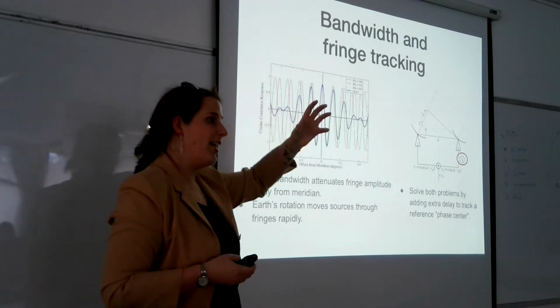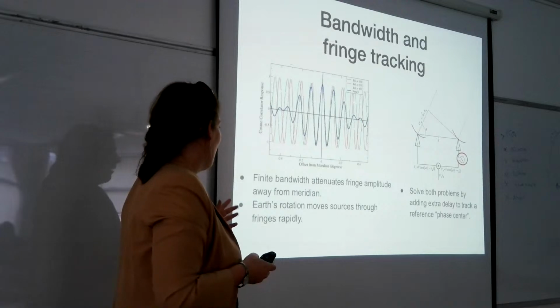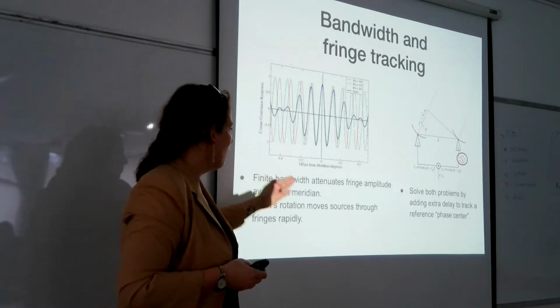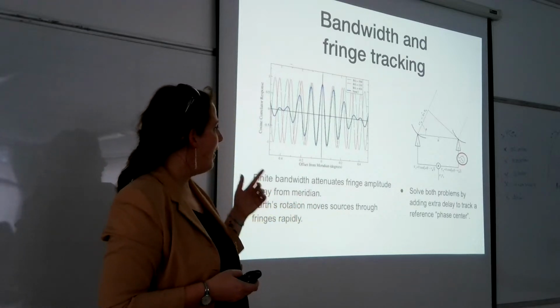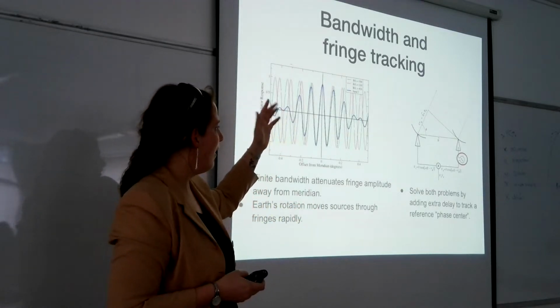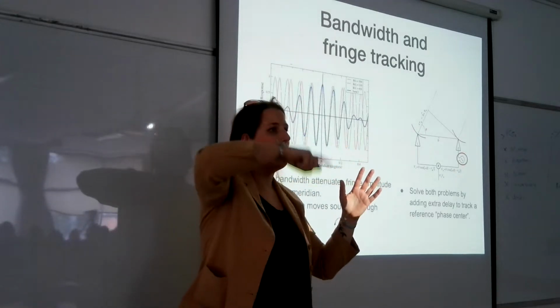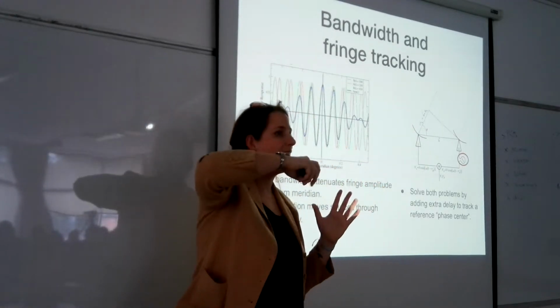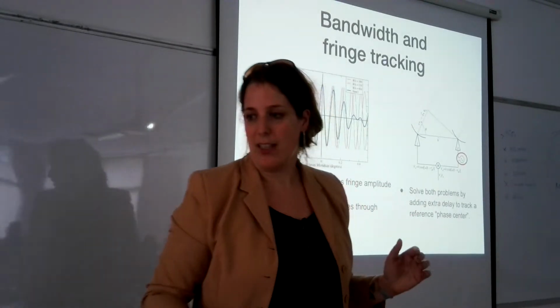When the Earth is rotating, obviously your phase changes as well as a function of time. So you're essentially moving the fringes continuously. And you can solve that by adding some additional delay between the two antennas, and then you can always refer to the phase center, essentially a reference point for tracking the phases.